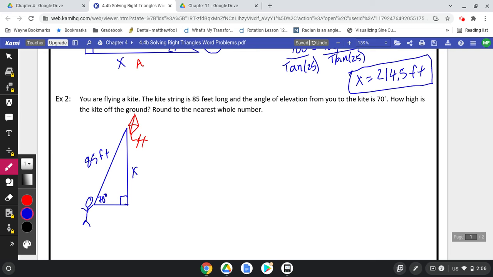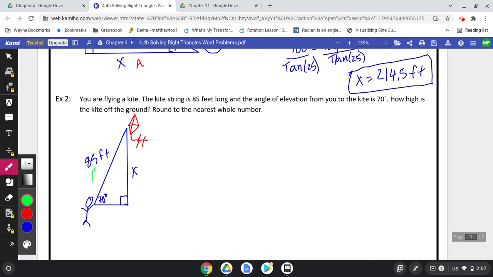Now here's the thing. In reality, you are probably holding the kite a certain level off the ground. Since it doesn't specify how high your hand is, let's just assume it's on the ground. So maybe you put it into the ground, you stake it down with a stake. That's what we're going to assume on this one. If it told us that your hand was 3 feet off the ground, we would add 3 on, but it doesn't in this case.